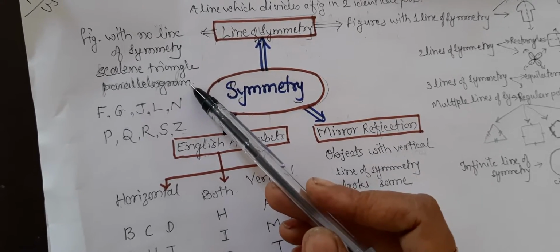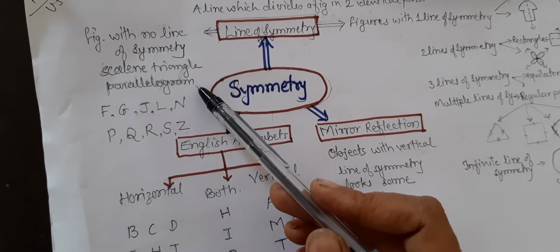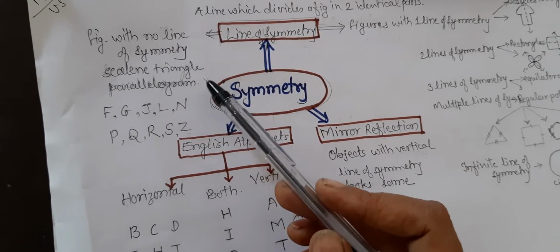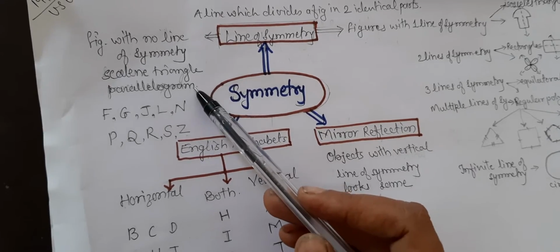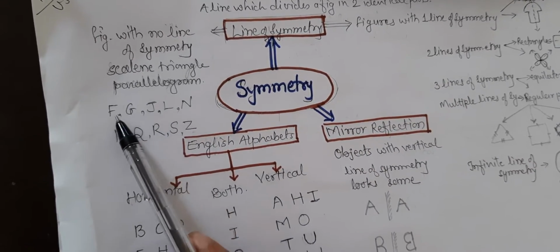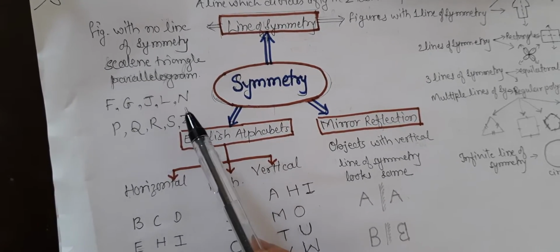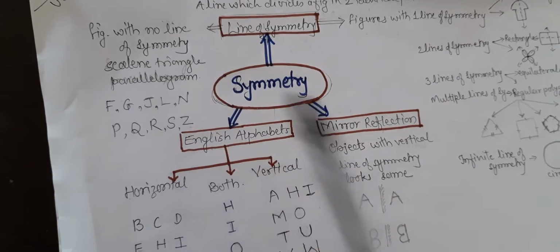A parallelogram is that quadrilateral in which opposite sides and opposite angles are equal, but it will not have any line of symmetry if it is only a parallelogram. Some of the alphabets also do not have any line of symmetry. It means these are unsymmetric figures.